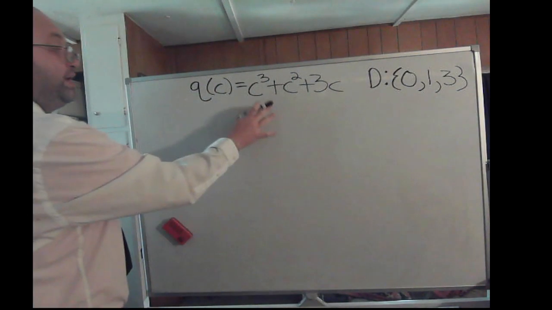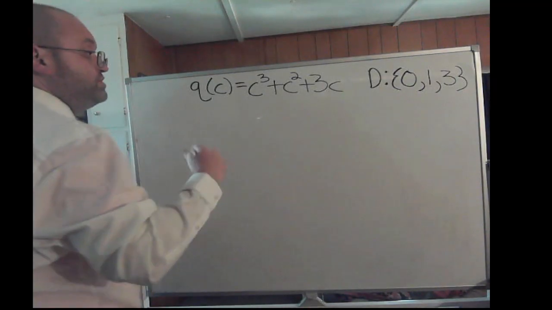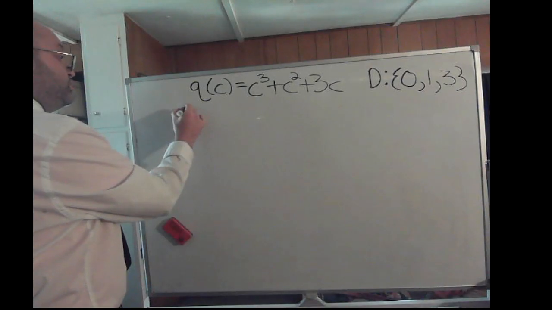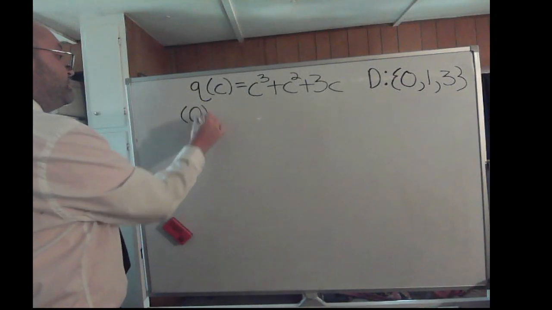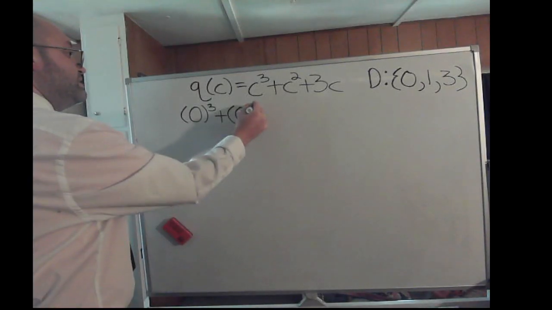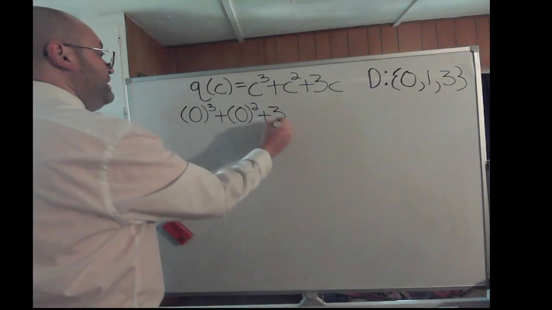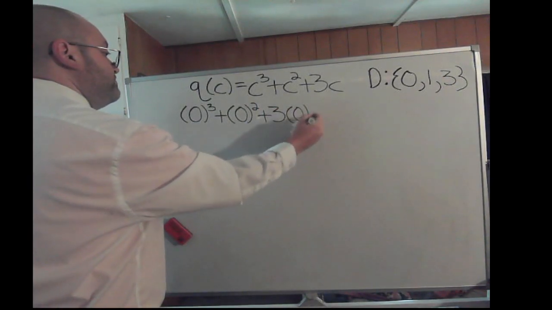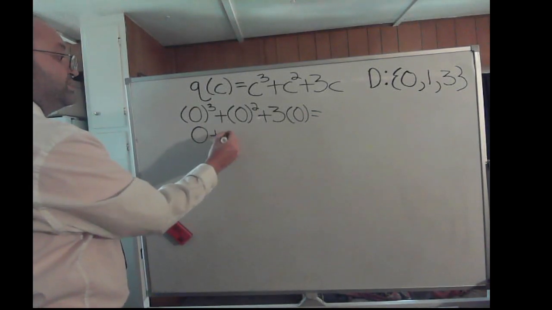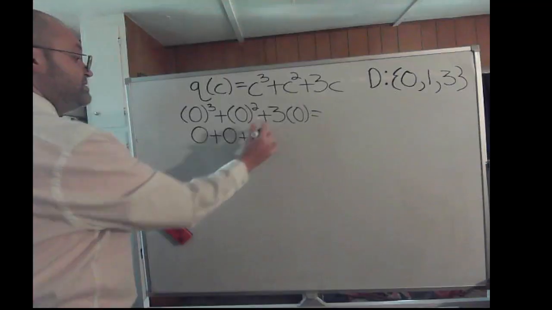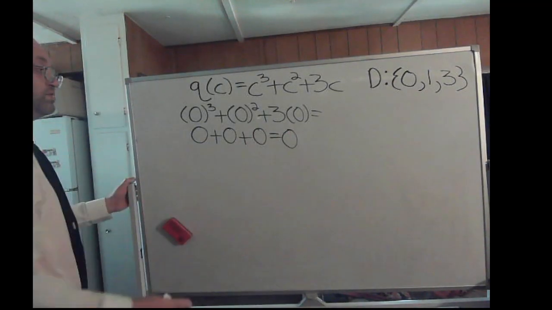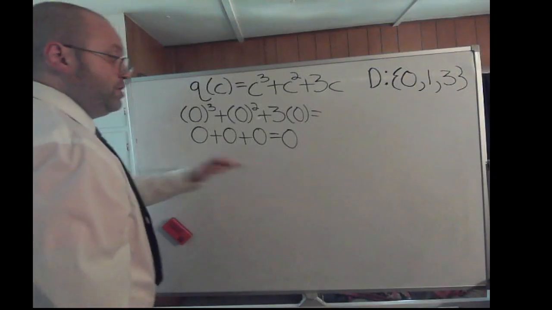Again, you've got to find the range of this function. So what you're going to do is take each value of the domain, put it in for the C. So you'll put in 0 to the third plus 0 to the second plus 3 times 0. Well, 0 to the third is 0, plus 0 to the second is 0, plus 3 times 0 is 0. All those come out to 0. So far our first range value is 0.